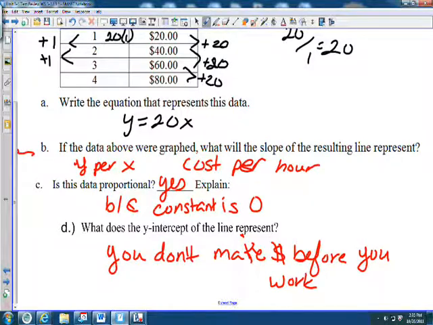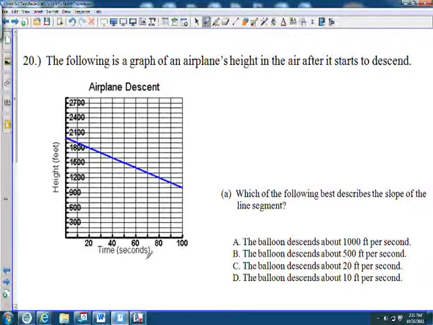Next. Right here, it says the following is a graph of an airplane, its height in the air after it descends. Okay, which of the following best describes it? This one says that it descends about 1,000 per foot. Okay, so let's try and find the slope. Let me start here. I'm going to have a dot here. This point right here looks like it is 0, and what do each one of these go by? 1, 2, 3, yeah. So it's 18, 19.